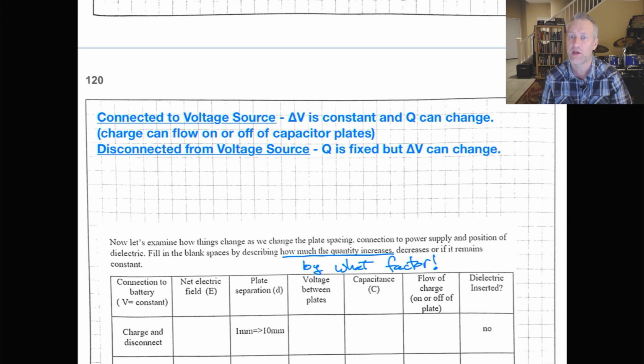How would the voltage change? Voltage might change when you put a dielectric in, take the dielectric out, change the plate separation. If you could change the plate area, the voltage would change, things like that. Remember, there's a variable capacitor with a little knob and overlapping plates.